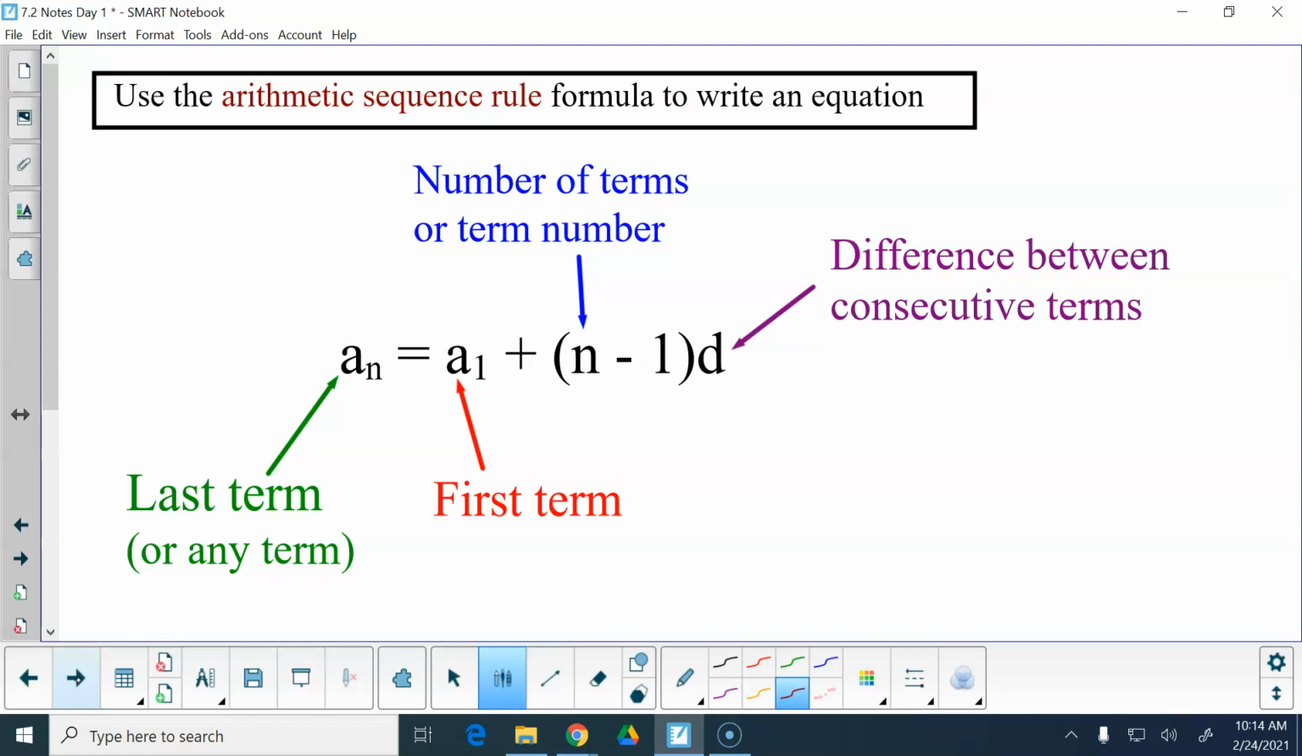The rule states A sub n, that stands for any term or the last term or the term that you're looking for, is equal to A sub 1, the very first term in the sequence, plus n minus 1 times d, where n is the number of terms and d is the common difference.